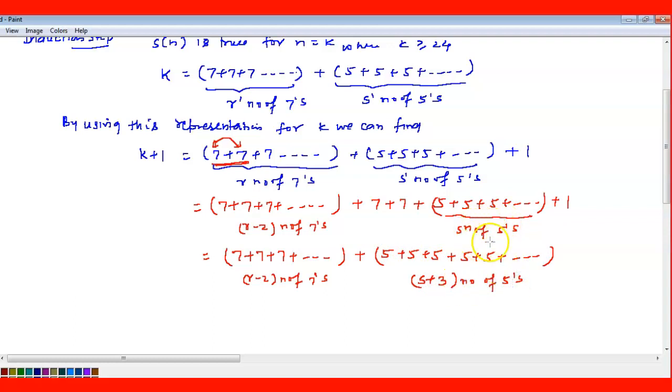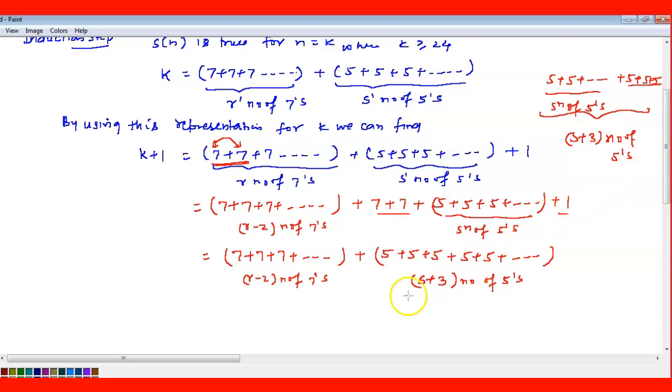Initially 5 was S number of times. Now we have added this 15, like consider here 5 plus 5 was there till the S number of times, S number of 5s, and now 15 we have written as plus 5 plus 5 plus 5. So 3 extra we are adding, the total number becomes what? S plus 3 number of 5s. Getting here? So this one I have written here.